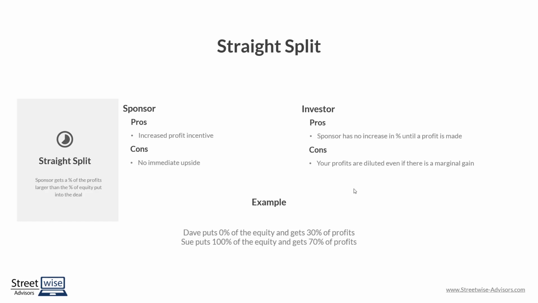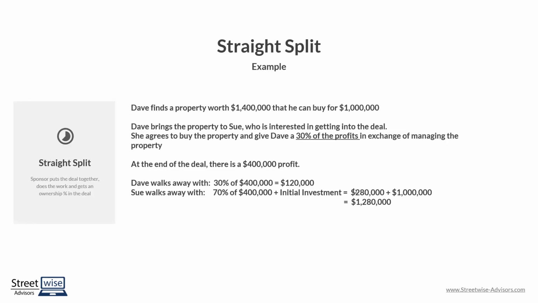And so that makes things a little fairer, where now on the same example, this time Dave is getting 30% of the profits, but even though he's getting 30% of the profits, he's actually getting less than in the first example. So here, the exact same deal, a $1.4 million property gets purchased for $1 million. There's a $400,000 profit. Dave gets 30% of that for $120,000, and Sue walks away with 70% of the profits plus her initial investment for a total of $1.28 million.